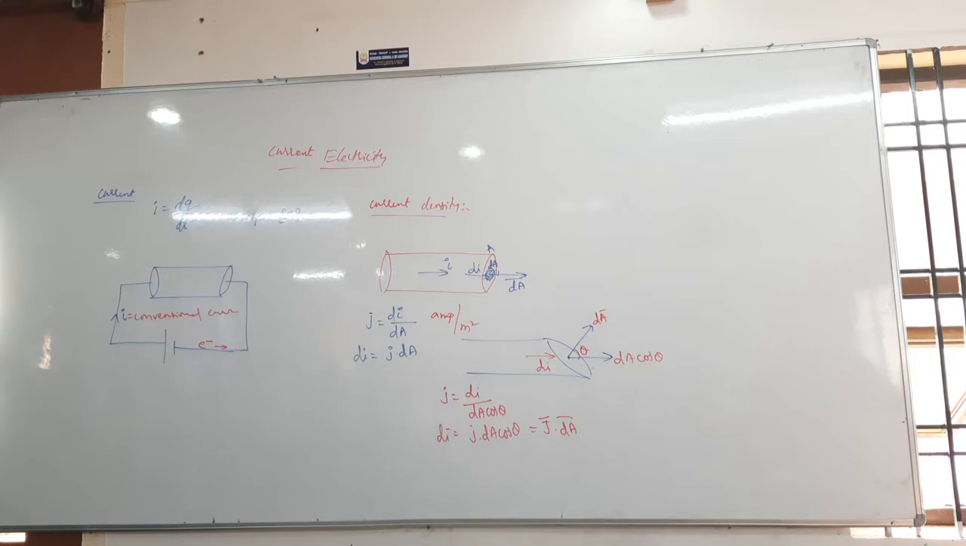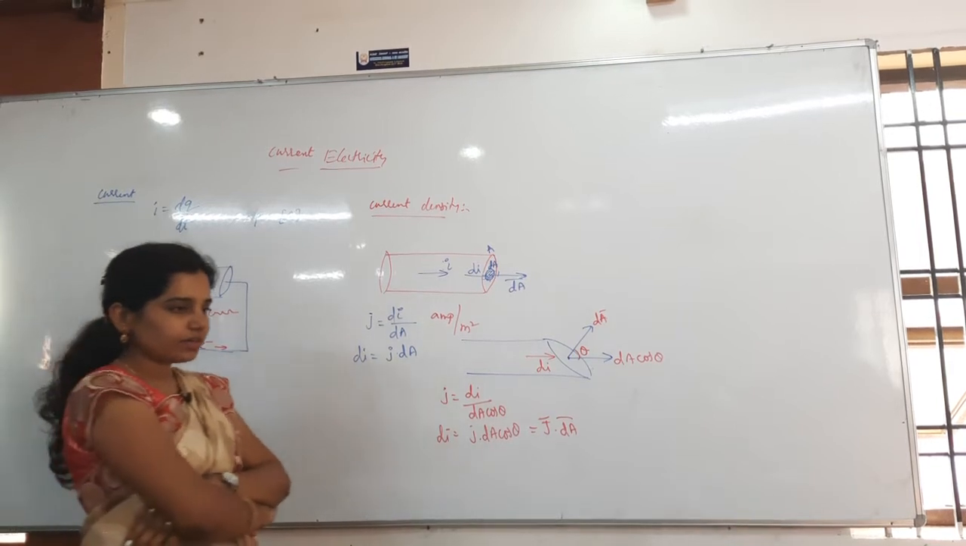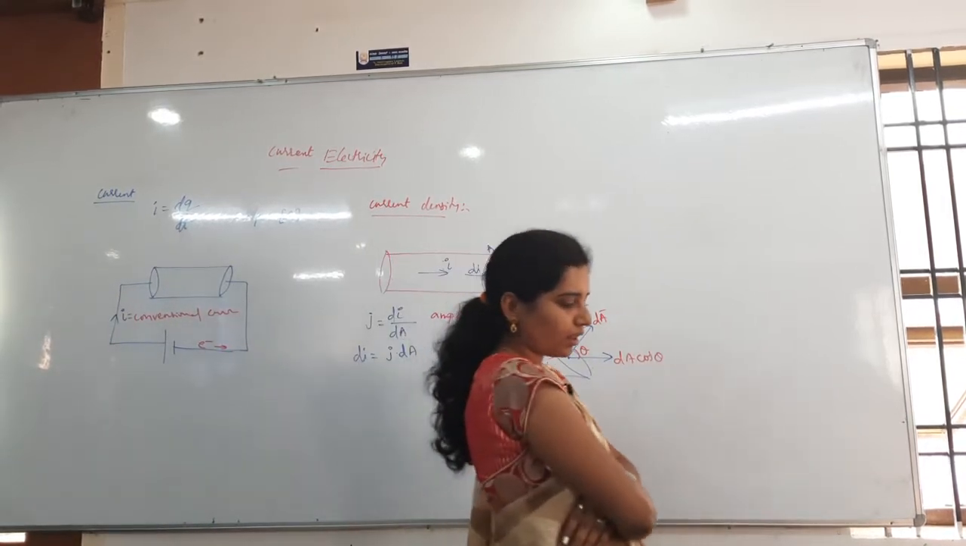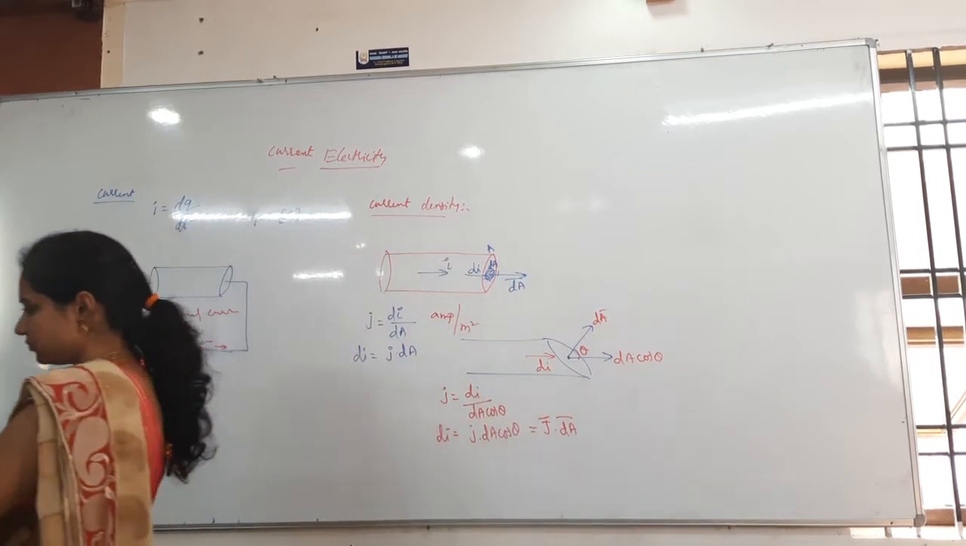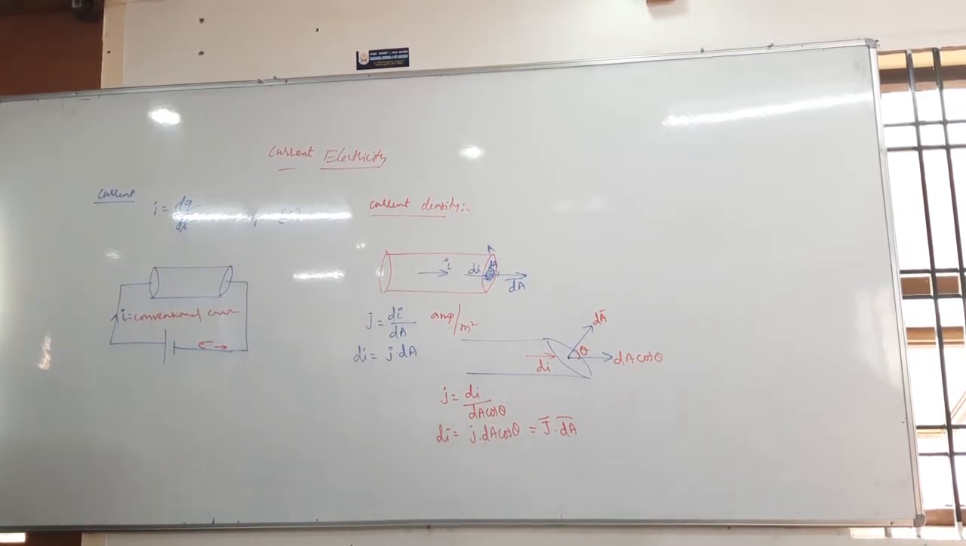Next, current density. The current flowing per unit area. Write everything. Draw the diagrams, take the directions properly.